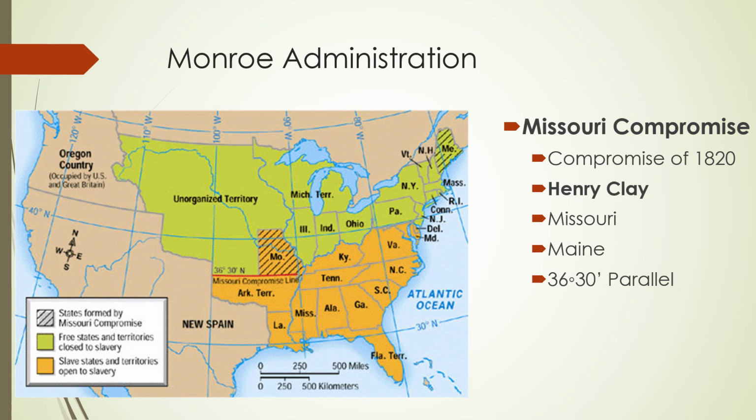But this is where it gets really interesting. He says, and from now on, any state above the 36°30′ parallel will be a free state, and any state below the 36°30′ parallel will be a slave state. Okay, so what's just happened? We've made this compromise, but now we've extended the problem by literally drawing a line across the United States.